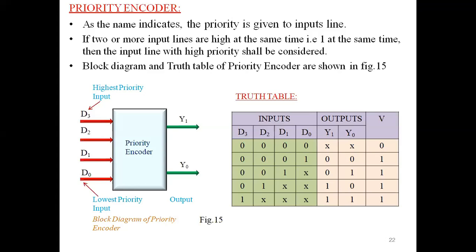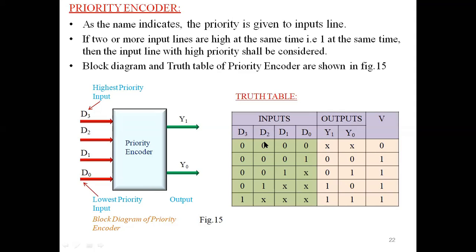So here, if two or more input lines are high at the same time, then the input line with higher priority shall be considered. See here, these are the inputs and outputs. There are 4 inputs, so how many outputs? 2 power n, so 2 power 2 is 4, where n value is 2. So it will produce 2 outputs, that is Y1 and Y0.